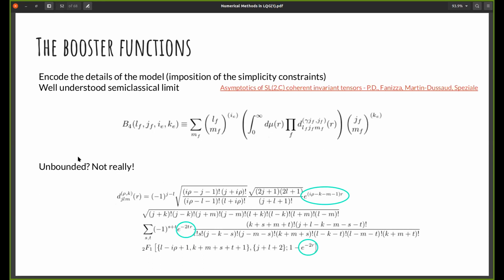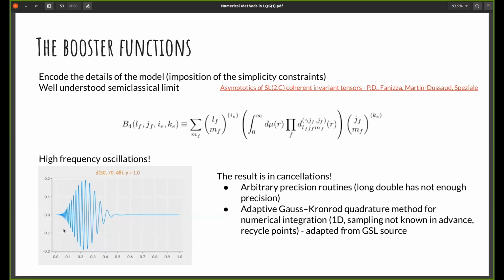Well, they're not really unbounded because these small d functions that enter here in the definition, that are given by this very complex expression, actually are functions of e to the minus r. So it's very immediate to map this 0 to infinity interval to 0 to 1 by just changing variable to e to the minus r equal to something. That's what we do. So the interval here, this is a plot of this function for some values of the labels written here between 0 and 1.